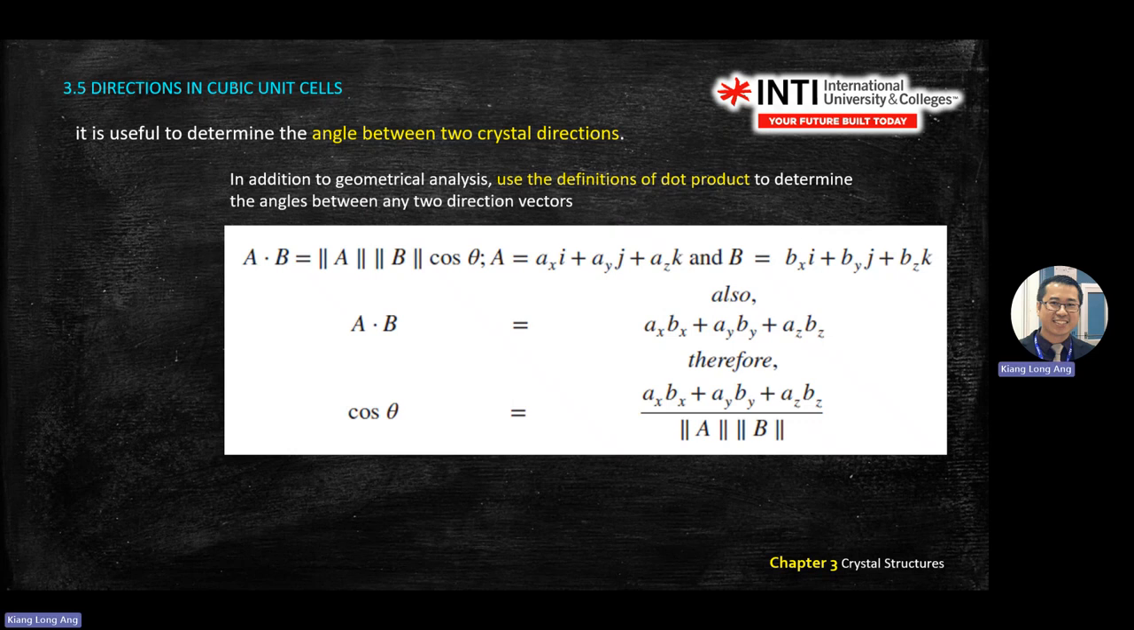How do you find the cosine? You take the resultant vector. Resultant vector means you take A multiplied by B, there's a vector there, divided by the magnitude of A, magnitude of B. How to find the magnitude of vector A? Forget already? So the magnitude of A will be AX square plus AY square plus AZ square, square root. This is a vector chapter. If you forget this one, go home and do revision. Okay, so I did explain how to do this one.